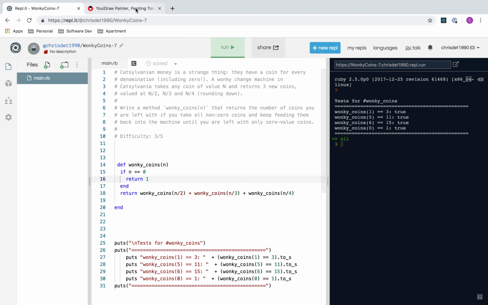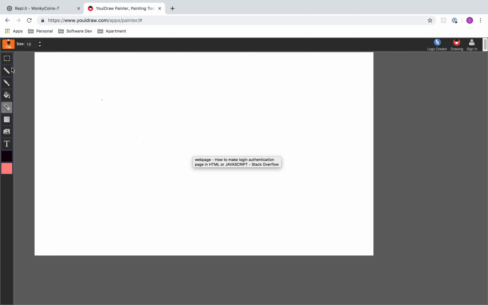Make a big tree. So it's going to look like this. Let's give a visual representation of this. If wonky coins is equal to 5, then it's going to be wonky coins of 5 over 2, and then 5 over 3, and then 5 over 4, 5 over 4. Now, wonky coins of 5 over 2 is actually 1. This is a 2, and 3 is 1, and then this is 1.